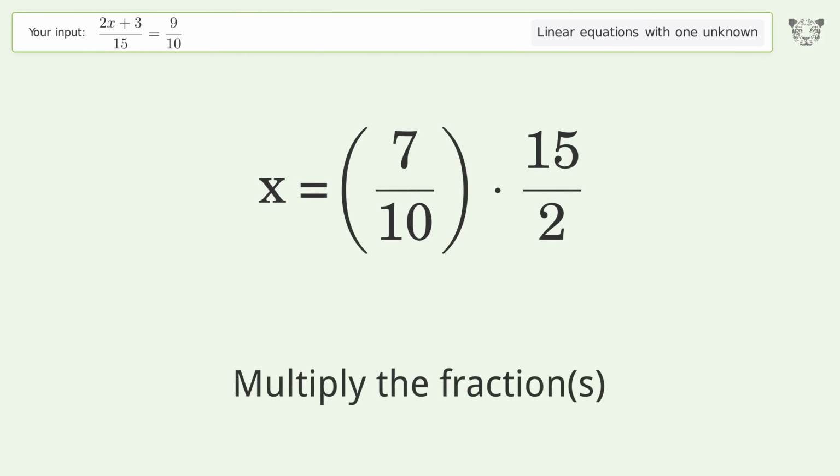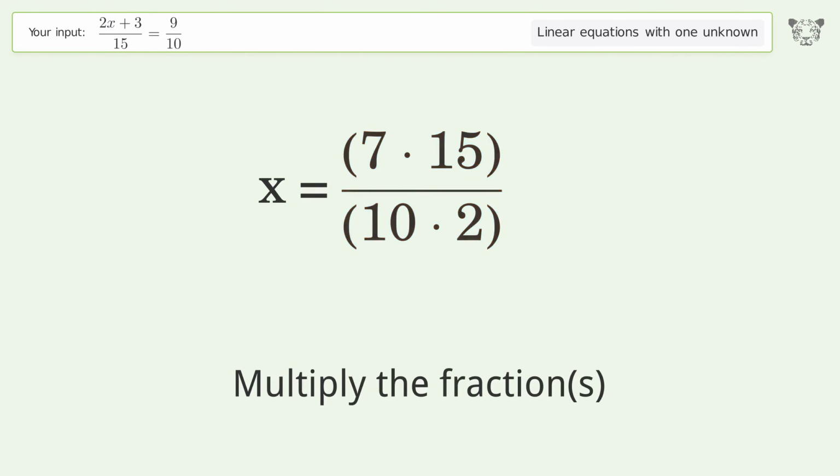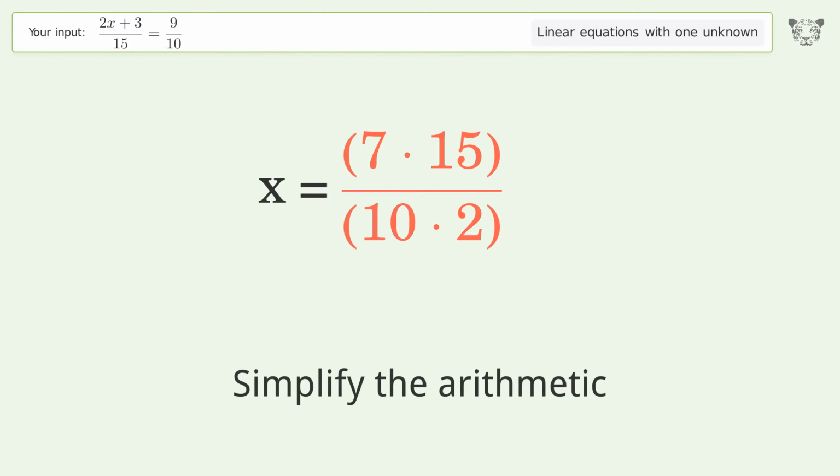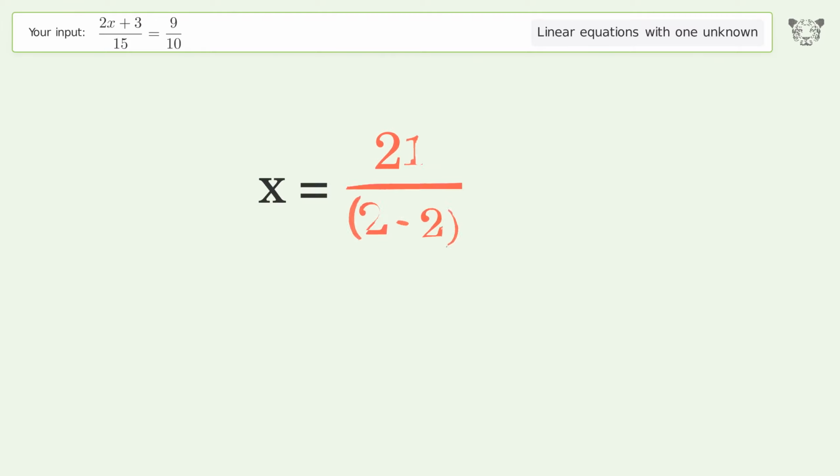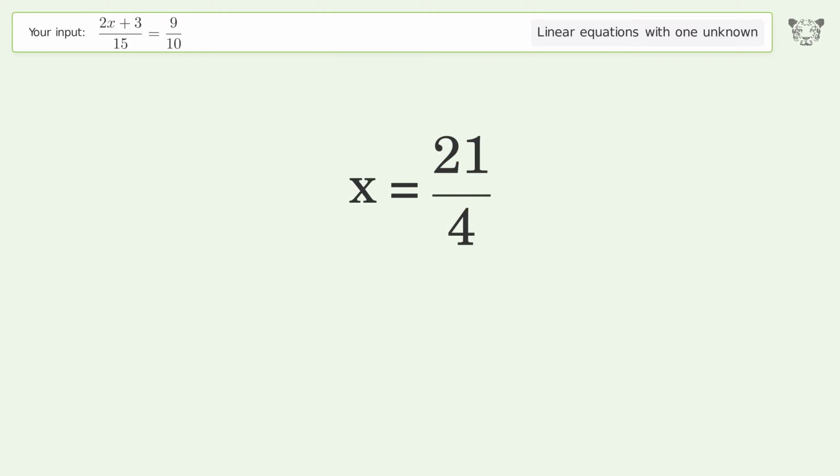Multiply the fractions. Simplify the arithmetic. And so the final result is x equals 21/4.